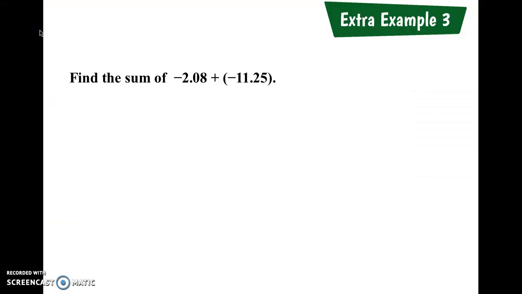Okay, this is our last problem. Sorry about that glitch there. Negative 2 8/100 plus negative 11 1/4. So here's the deal. I'm not going to walk you through this problem. I want you to solve this one on your handouts, all on your own. I'm going to be checking to make sure this answer is correct. Don't forget to line up your decimals.